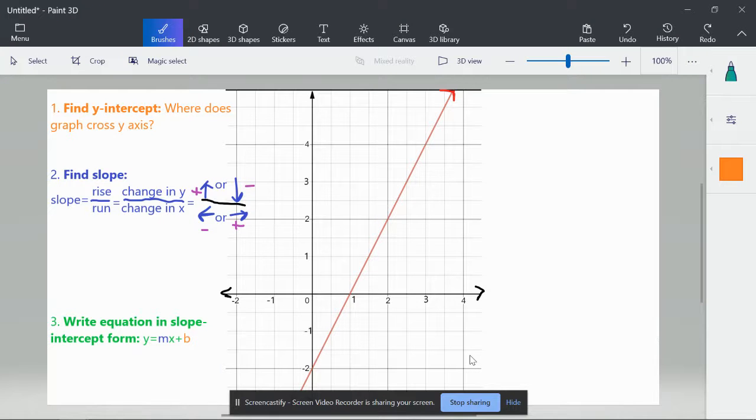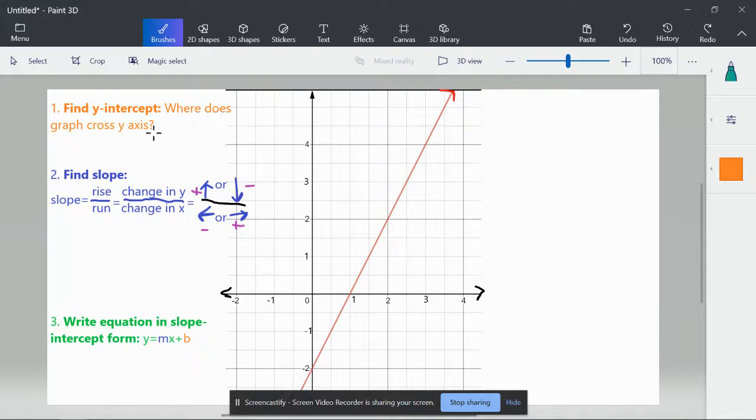Okay, so today we are going to look at some more graphs. Most recently we were creating a graph from a table, but now we have the graph given to us and we need to write an equation for this line, for this linear equation. So the first thing we need to do is find the y-intercept.